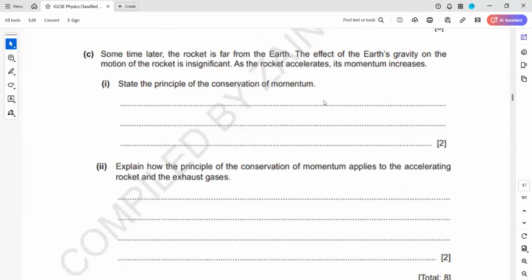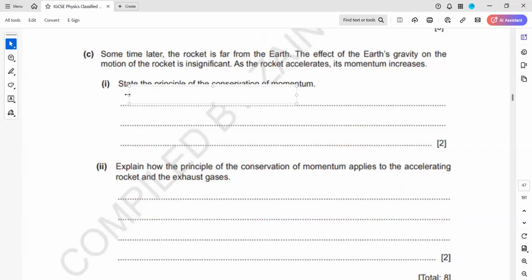Then next: sometime later, the rocket is far from the Earth. The effect of gravity on the motion of the rocket is insignificant. As a rocket accelerates, the momentum increases. State the principle of conservation of momentum. What is the principle of conservation of momentum? When two objects collide, the initial momentum is equal to the momentum after collision.